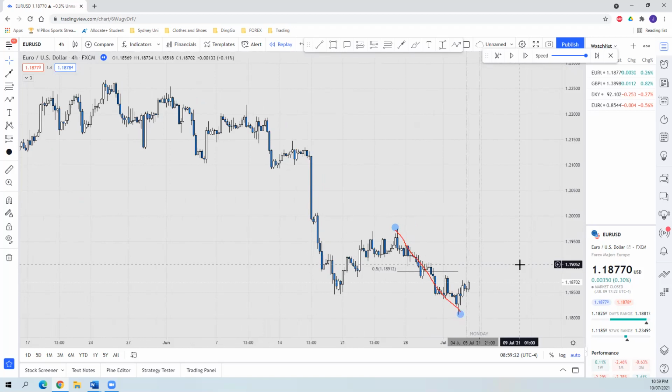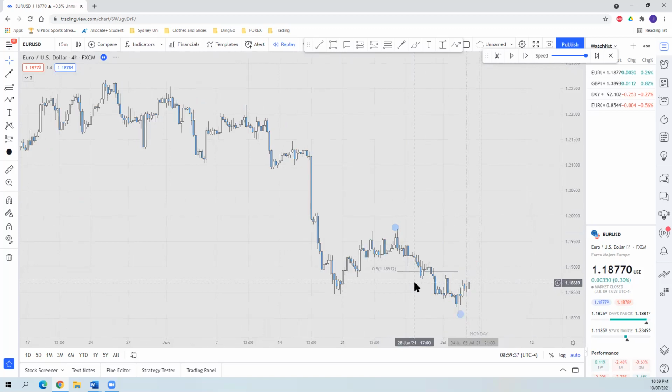Then price took out liquidity from all of these lows. So once sell stops have been taken out, the next trade would be on buy stops. So buy stops would be right here. So now we could expect this. You get that?